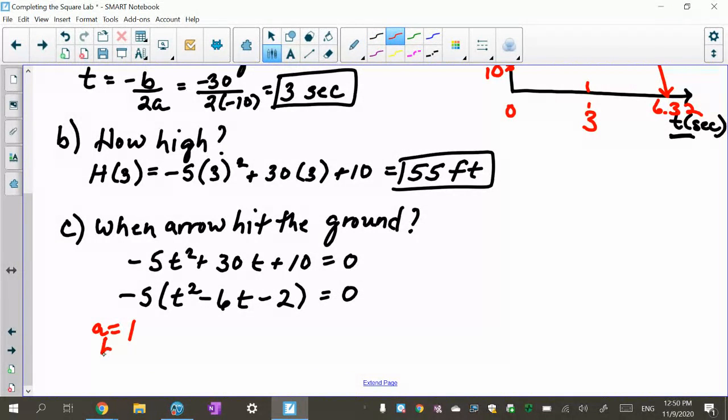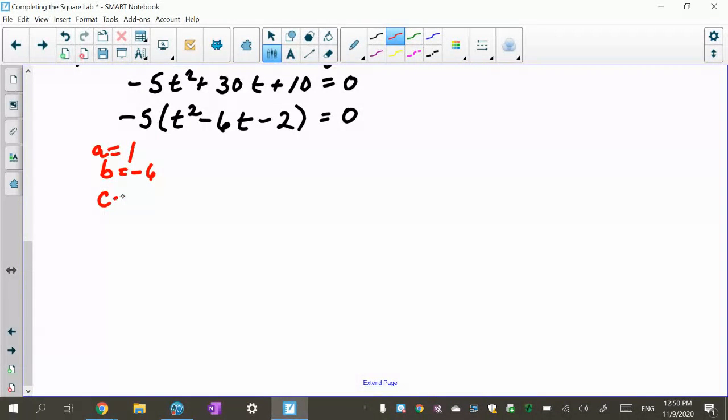A is 1, B is negative 6, and C is negative 2. Now I do my discriminant, D, which is B squared, 36. I want you to be careful, because if you have a negative there, you have to put it in parentheses to square it, or square it in your head. That's 36 minus 4 times 1 times negative 2, and I get 44.